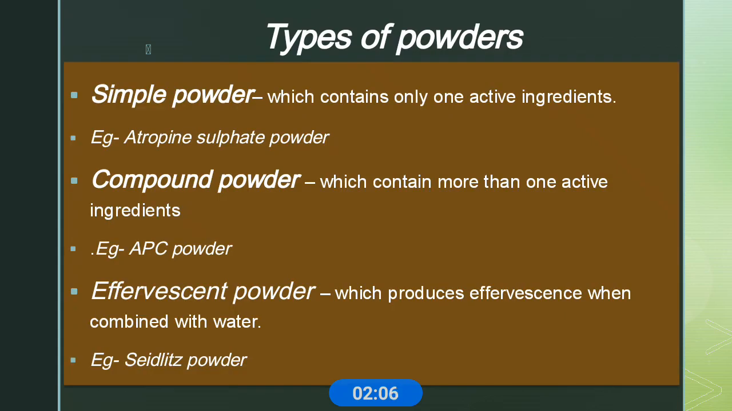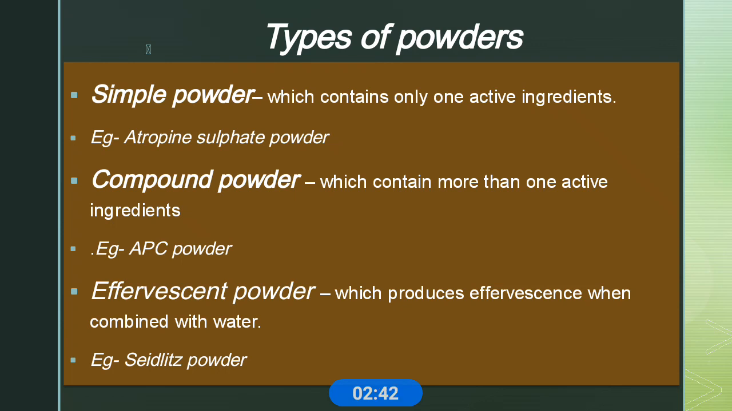There are different types of powders. Mostly they are categorized as simple powder, compound powder and effervescent powder. This classification is based on their ingredients. Simple powder contains only one active ingredient, for example atropine sulfate powder. Compound powder contains more than one active ingredient, for example APC powder. Effervescent powders produce effervescence when combined with water, for example Seidlitz powders. These are some important powders.